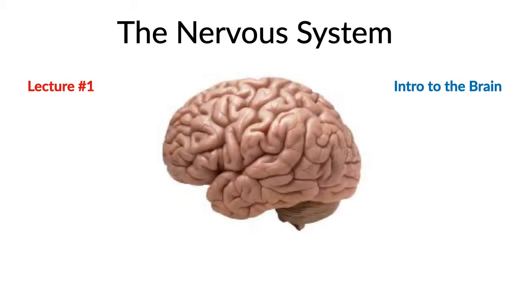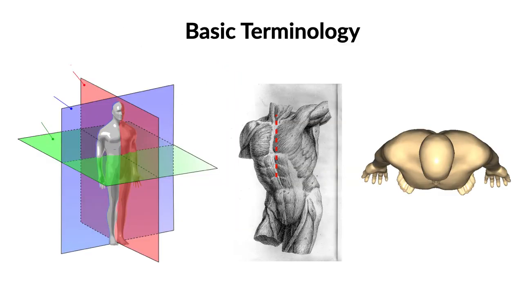So this is lecture 1 of the nervous system, the introduction to the brain. I'm just going to go through some basic terminology so we can learn how to orientate ourselves when someone is describing a certain part of the anatomy, or when we're reading some literature or a textbook or watching a video. We'll know exactly what the person we're listening to is referring to.